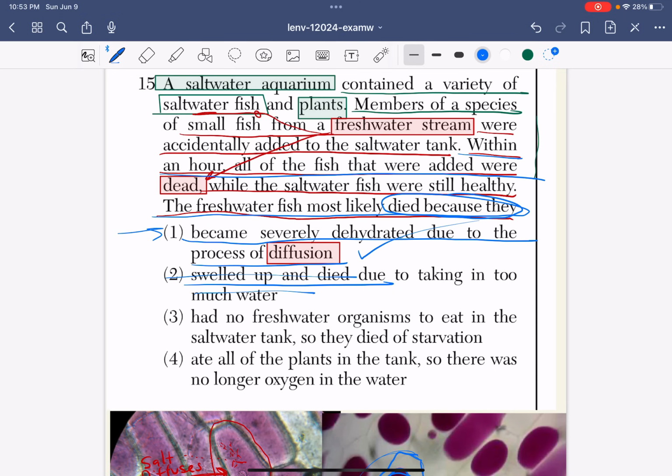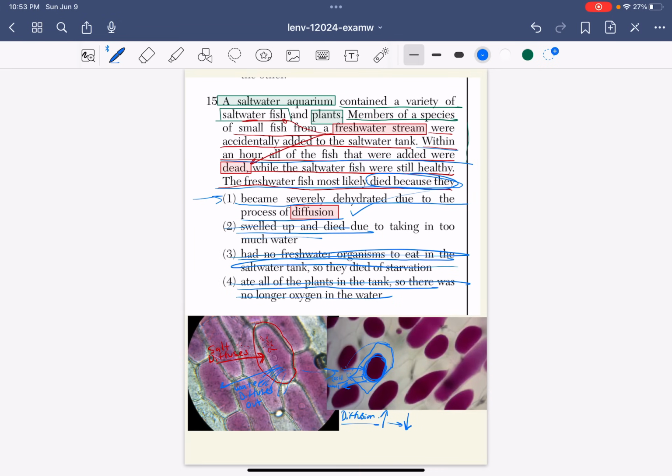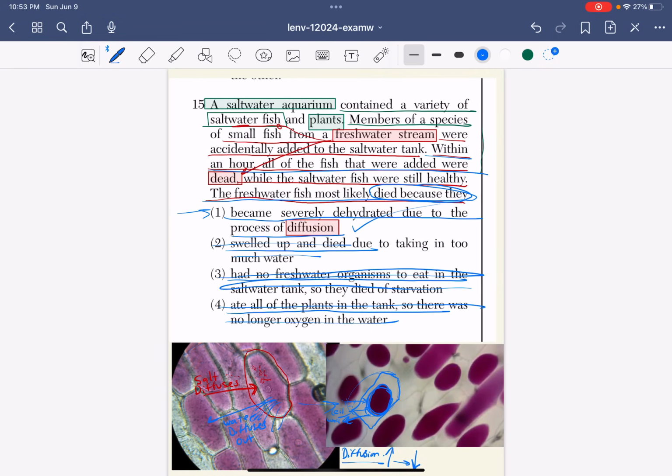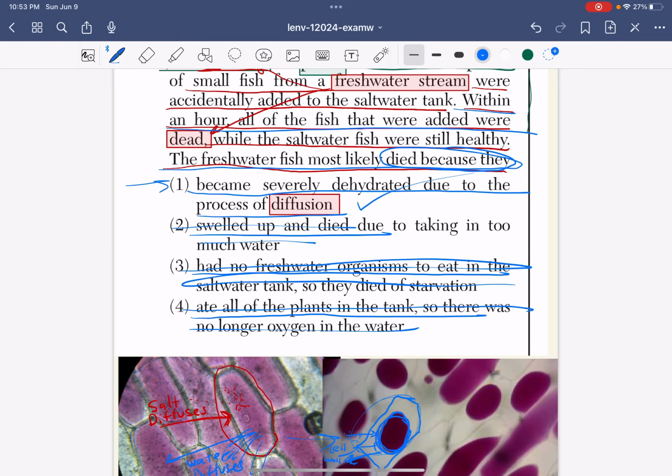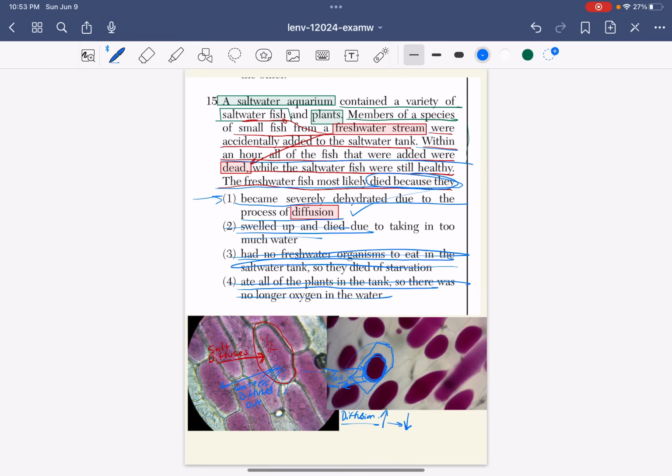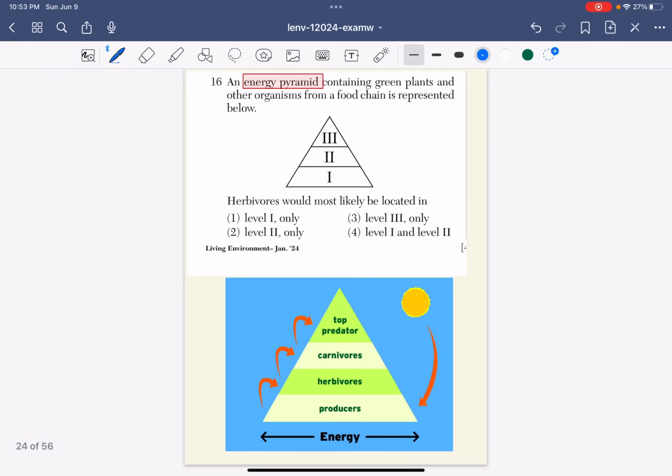Nope. 3, had no freshwater organisms to eat. That doesn't even make sense. I'm not even going to finish reading that. Ate all of the plants in the tank. So don't these answers seem so silly once you know what biologically and scientifically is going on? Isn't this silly? It's almost like, now that you know the information, are you mocking me? Do you think I'm dumb? Like, no, you know what's going on scientifically, so you got this.